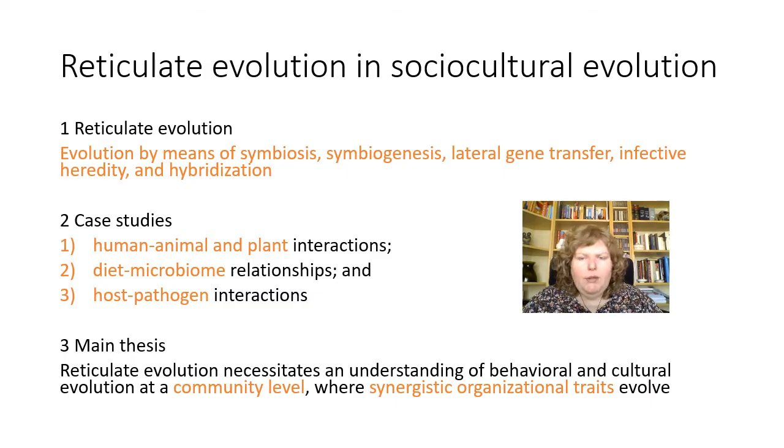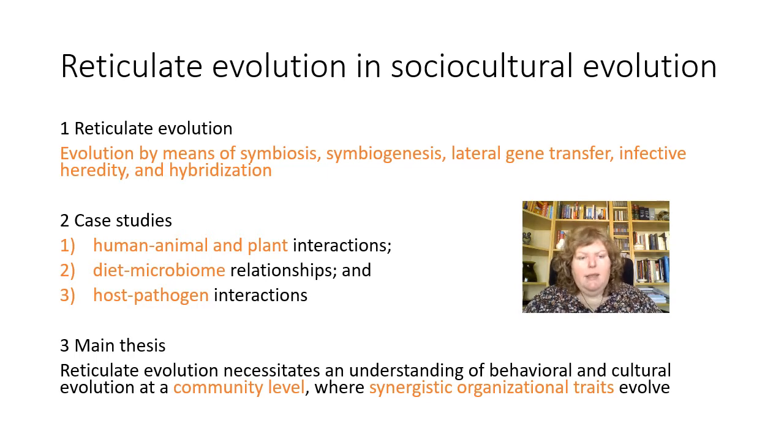And so what are we going to talk about? We're going to talk about reticulate evolution, and we're going to investigate how there is an importance to study sociocultural evolution. So I define reticulate evolution as it occurs by means of symbiosis, symbiogenesis, lateral gene transfer, infective heredity, and hybridization. And so we're going to look into several case studies of how that is important for understanding sociocultural evolution. And so we're going to look into human, animal, and plant interactions, diet microbiome relationships, and also host pathogen interactions.